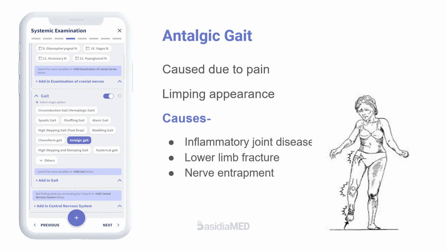Antalgic gait. An antalgic gait develops as a result of pain. Typically, the stance phase is reduced on the affected leg, resulting in a limping appearance. Causes include osteoarthritis, inflammatory joint disease, lower limb fracture, and nerve entrapment, for example sciatica.